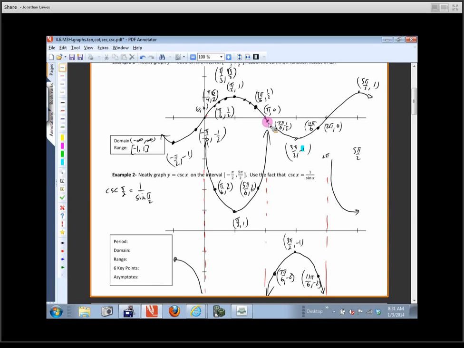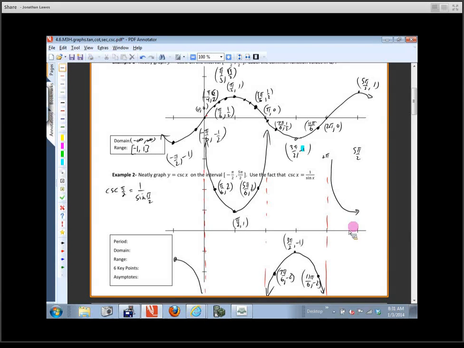Take this number right here. Say that was negative 1/100th. The reciprocal would be negative 100. It would be way down there. So it gets really, really steep as it approaches those vertical asymptotes. Any questions? And it just goes over and over again. Branch upward, branch downward, branch upward, branch downward.